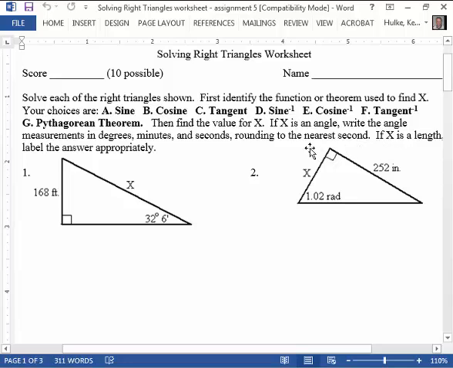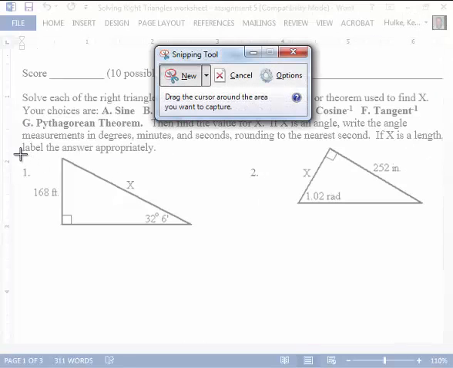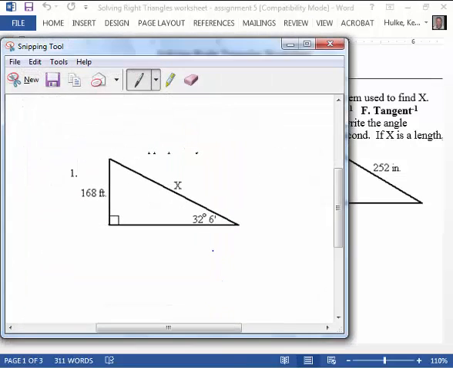Then find the value for x. Write the angle in degrees, minutes, and seconds, rounding to the nearest second. If x is a length, label the answer appropriately. Okay, so let's get started on the first one.